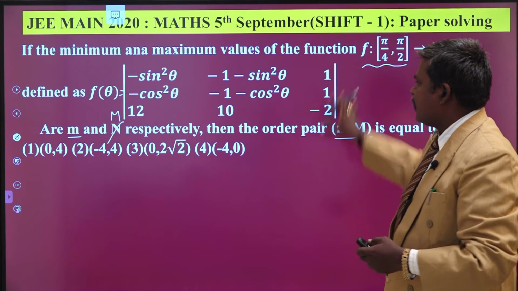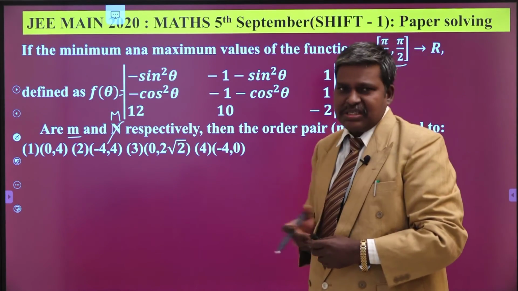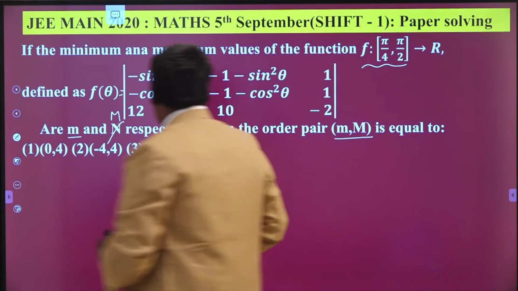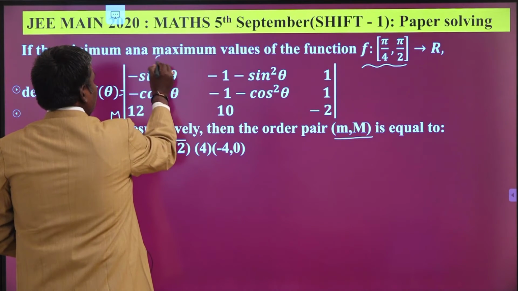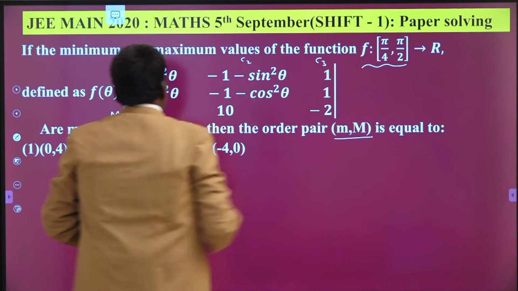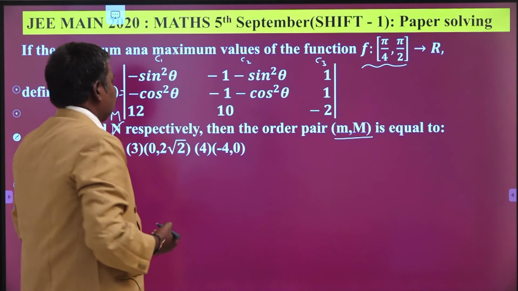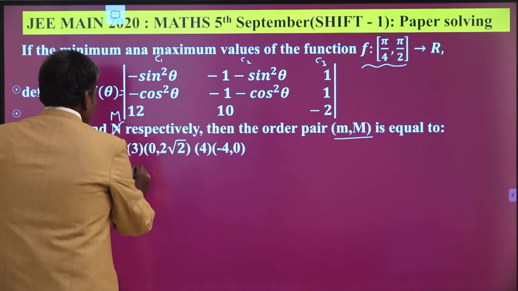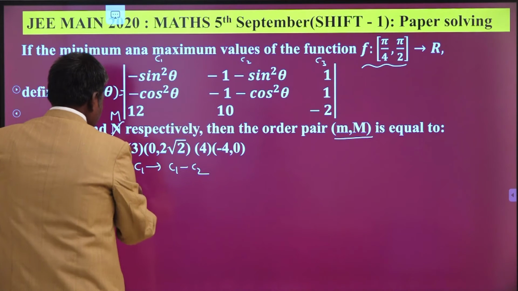So first of all, I would like to simplify this determinant by using row or column operations to simplify the calculations. Understand? Suppose this is column 1, this is column 2, this is column 3. I am going to apply the operation C1 tends to C1 minus C2, because minus sine square theta plus sine square theta will be cancelled.